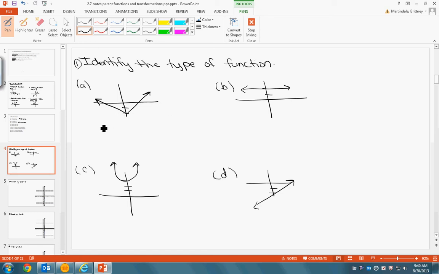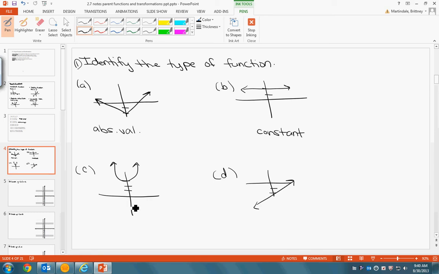Letter A, this is the absolute value function. It makes a V, so it's absolute value. Letter B, this is the constant function. It's a horizontal line, so it's our constant function.